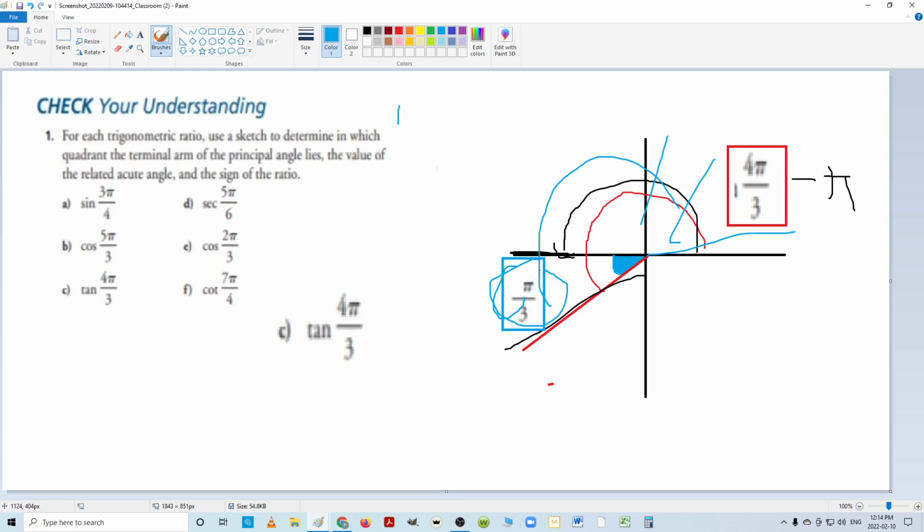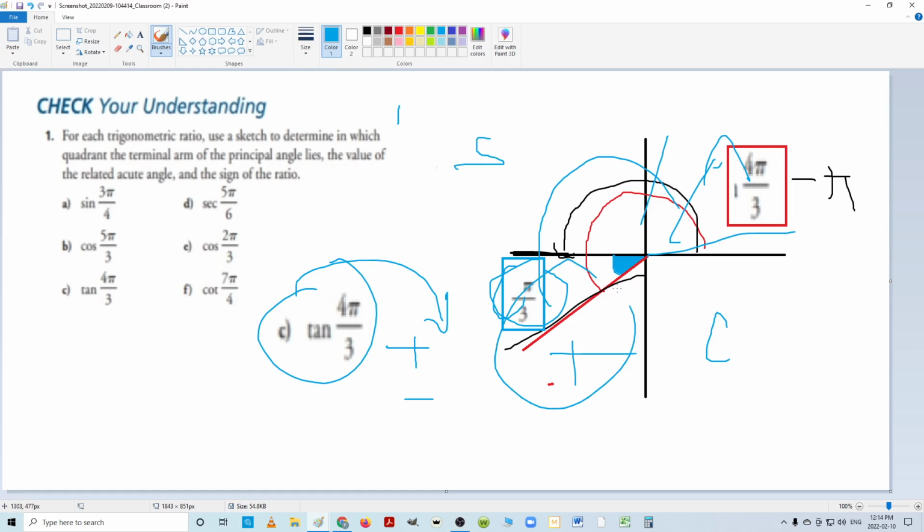So now I figured out the acute angle. I just got to figure out, is tan positive? Is my result going to be positive or negative for this? Well, C, A, S, T. This falls in the T area, so my result for this will be positive. So I can say actually that the tan of this will be the exact same as the tan of pi over 3. Let's use our calculators and verify that.